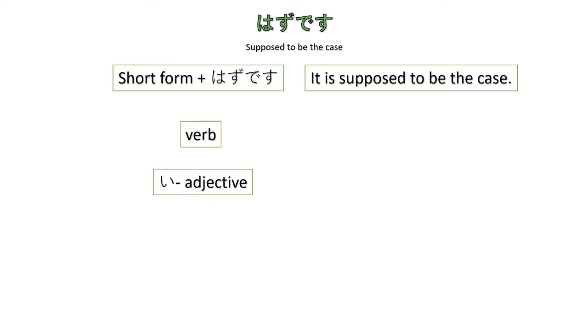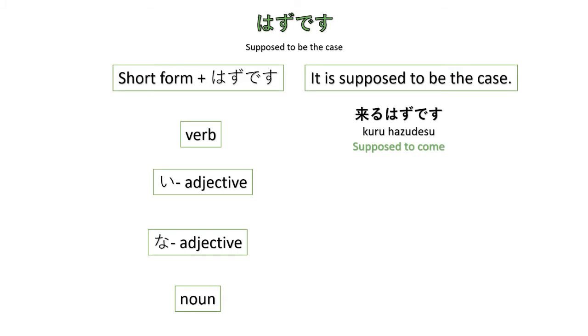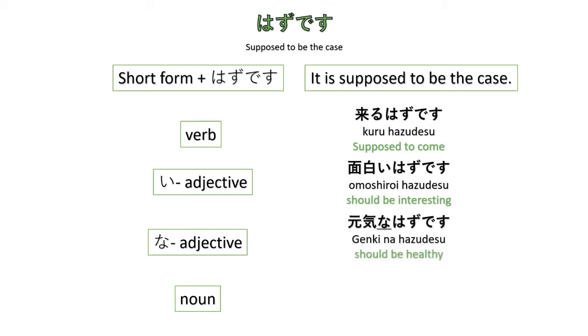For the verb, an adjective and na-adjective and noun, we have different rules. For verb, we use the short form. For example, here, kuru hazu desu. Supposed to come. For adjective, we have omoshiroi hazu desu. Should be interesting. The movie should be interesting.